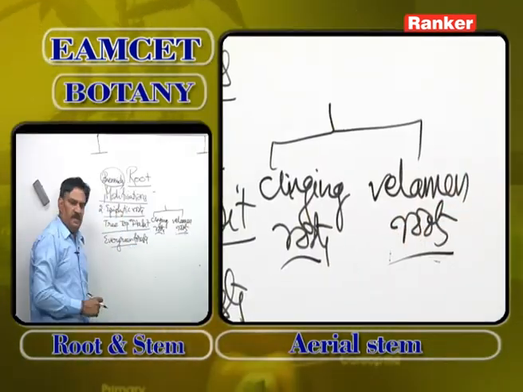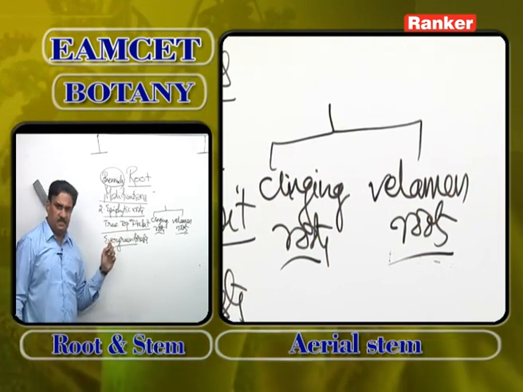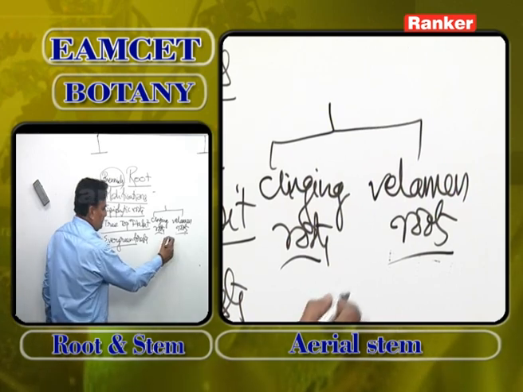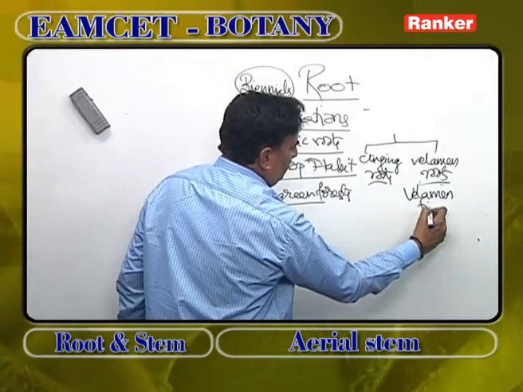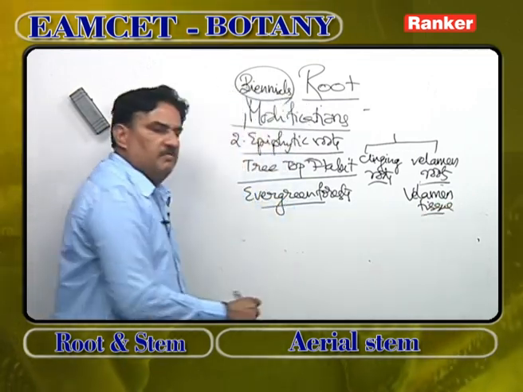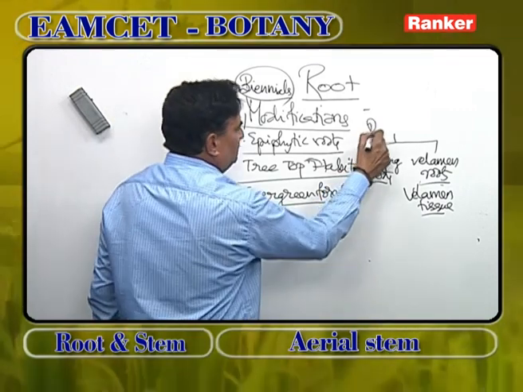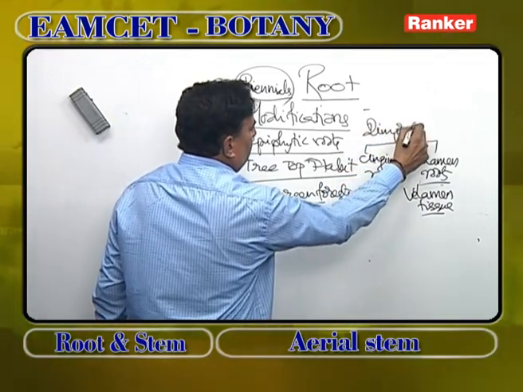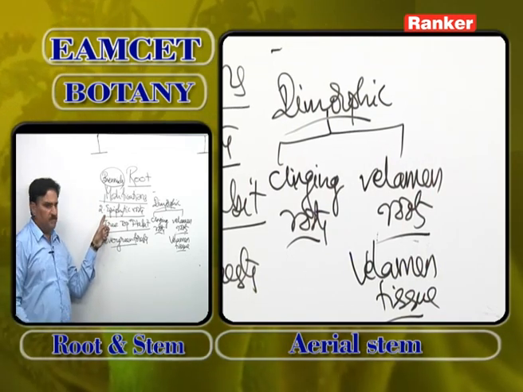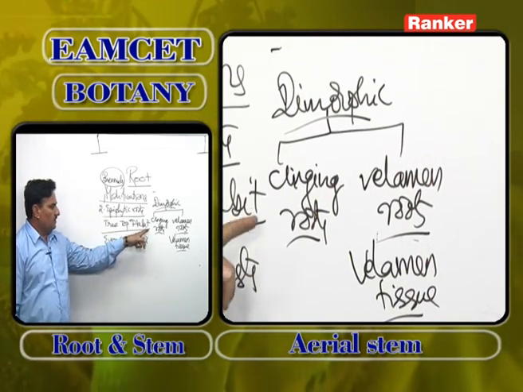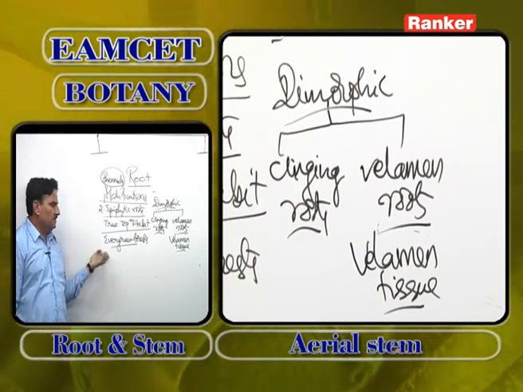Long, freely hanging, much branched, brown colored, special roots which are surrounded by a special hygroscopic tissue called velamen tissue are called velamen roots. So, a single plant is showing two types of roots, hence it is called dimorphic. Dimorphic roots are found in epiphytic plants. Now, clinging roots help in attachment, velamen roots help in absorbing moisture.